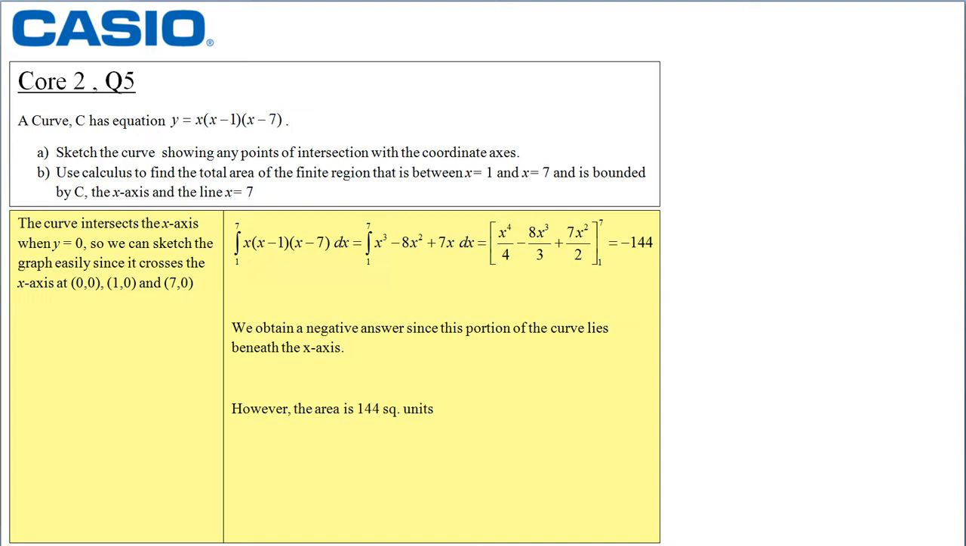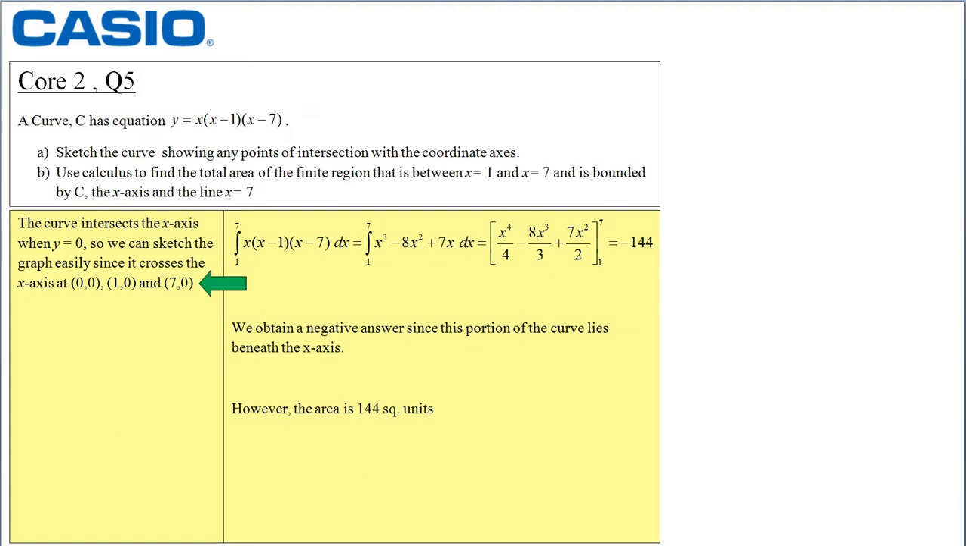In question 5, we need to sketch the curve which has equation y equals x times (x minus 1) times (x minus 7). Well, to find out where it intersects the x-axis, we set y equal to 0, and in its factorised form it's easy to see that the values of x which satisfy this are x equals 0, x equals 1 and x equals 7. And so we obtain the points (0, 0), (1, 0) and (7, 0).